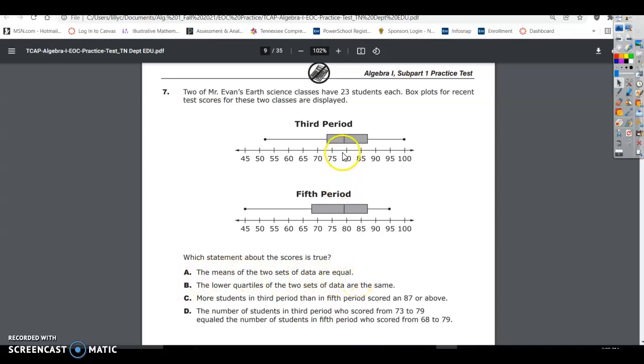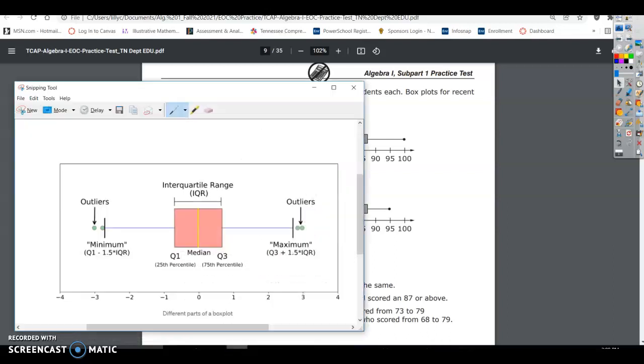All right, if you look here, the middle is equal, but remember with a box plot, this is not the mean. This is the median. Okay, so let's review box plots for just a second. All right, so your median is your middle number. If a whole set of data is lined up, the number in the middle is your median.